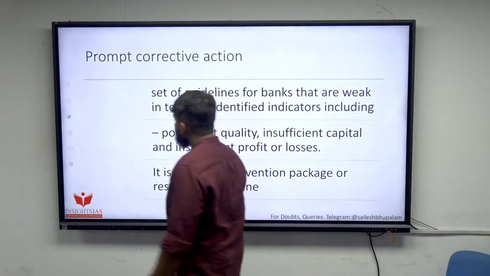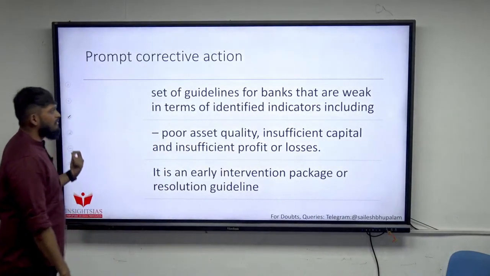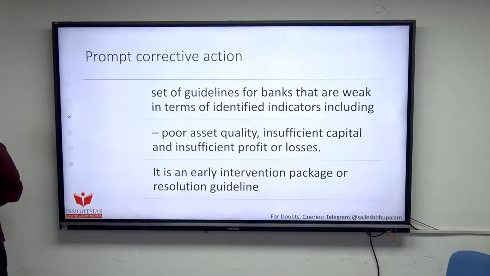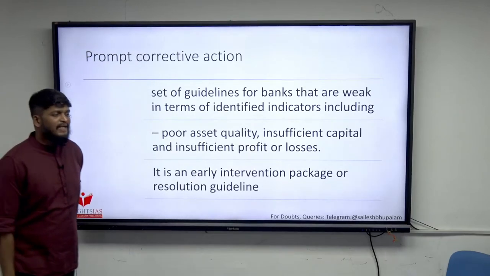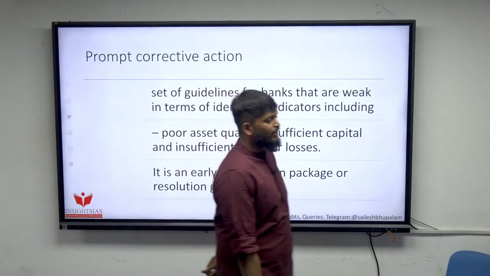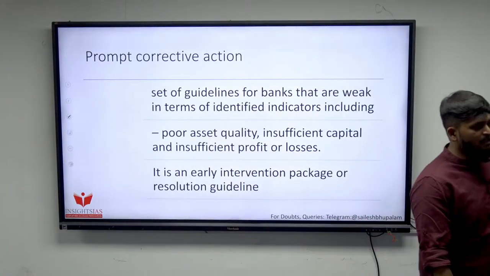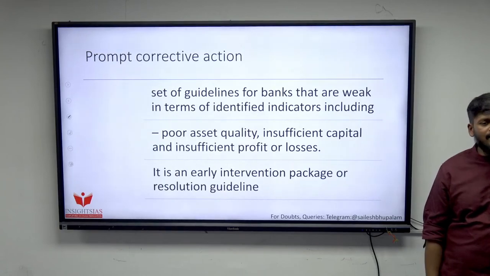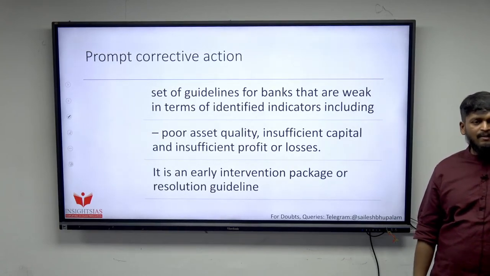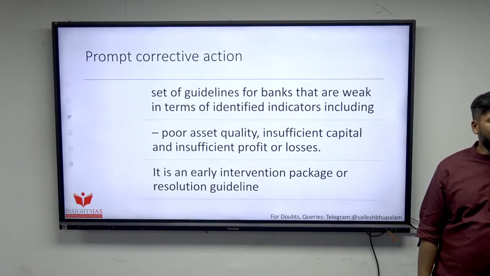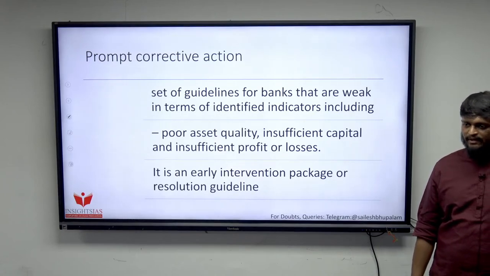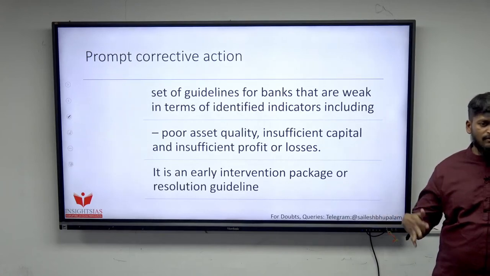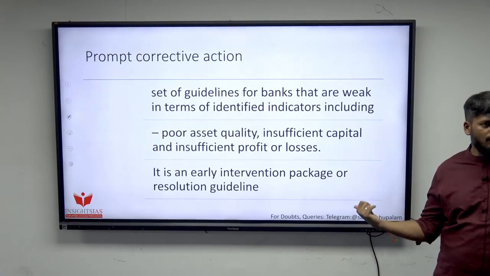So, coming to prompt corrective action, there are a set of guidelines for banks that are weak in terms of identified indicators. For banks, there are some indicators which tell the health of the bank. For a human being, an indicator will be maybe cholesterol or blood pressure. Similarly, for a bank, how many NPAs are there, whether they are keeping CRR and SLR properly, whether they are keeping the minimum capital requirement properly. These are all the types of indicators. When we look at these indicators, can we tell whether the bank is healthy or not? We'll be able to identify it.